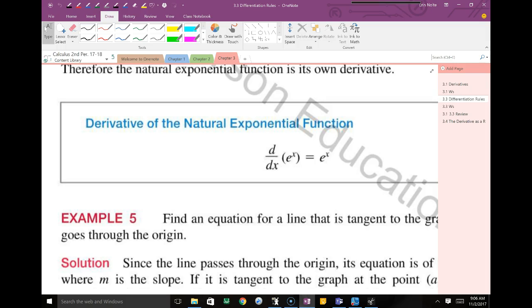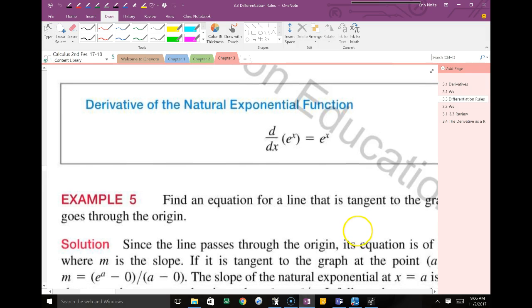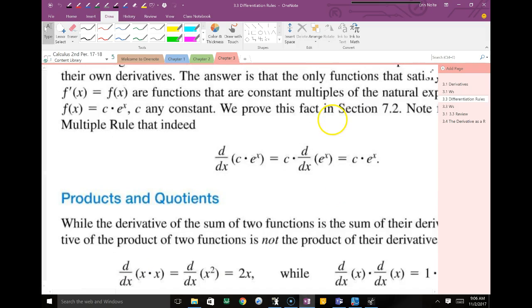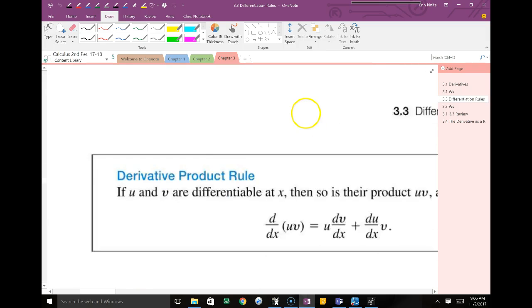Got it, Mike? Yeah, I wrote it down. Okay, perfect. Everybody good? Good? Okay, so you might see an e to the x in there now.